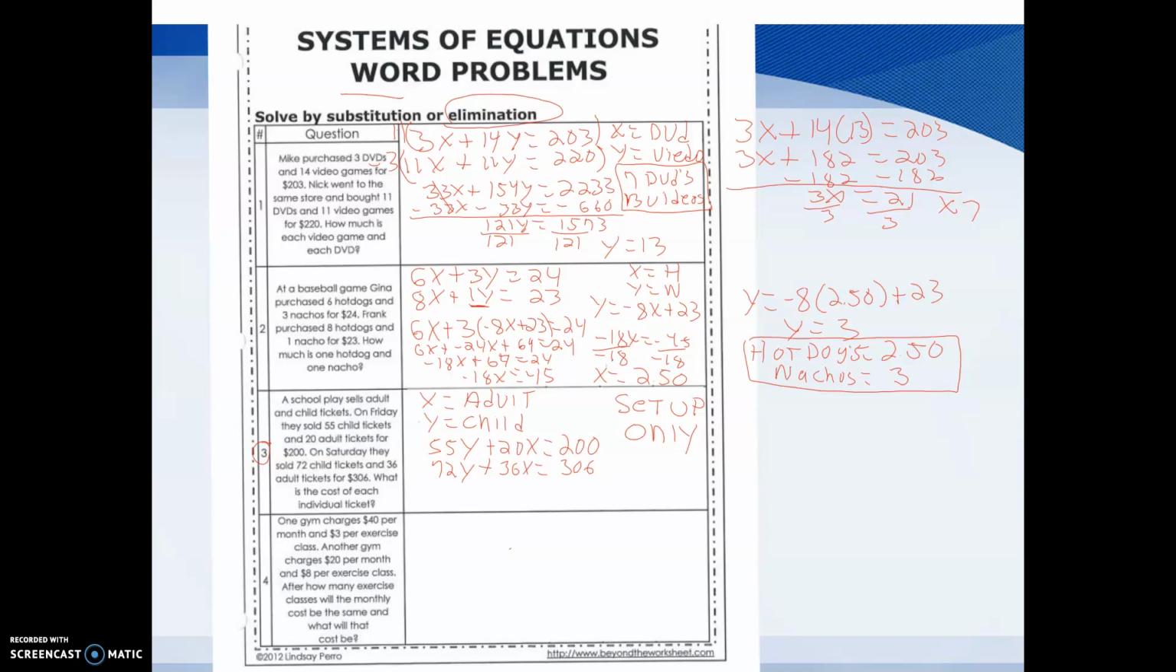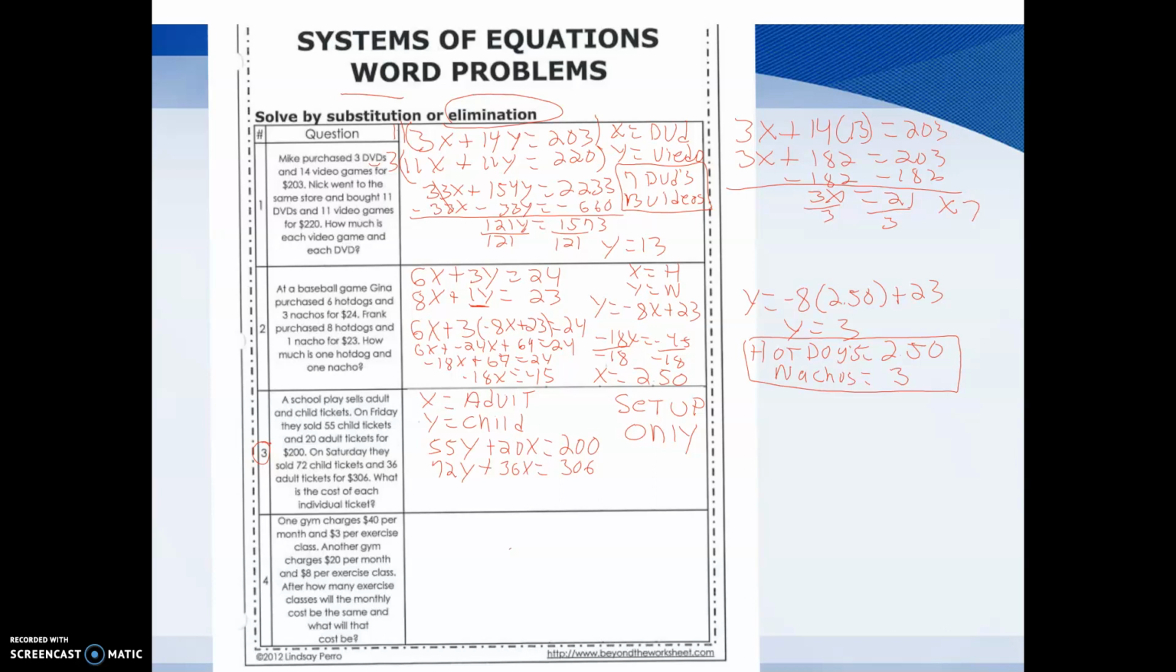Welcome back. So we're going to try to finish off these systems of equation word problems here. And we got number 4, the gym. Boy, have I not been to the gym in a while. All right. So we got one gym.